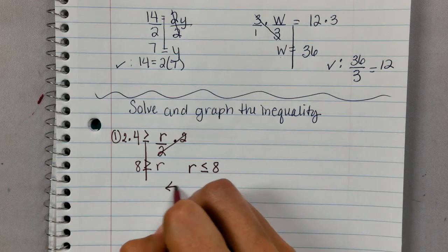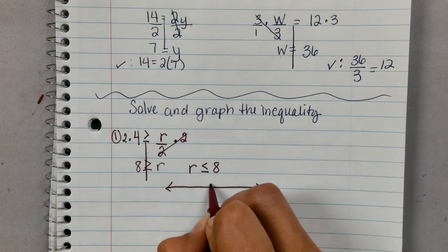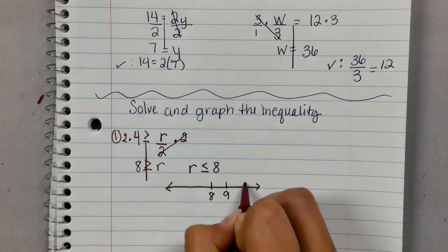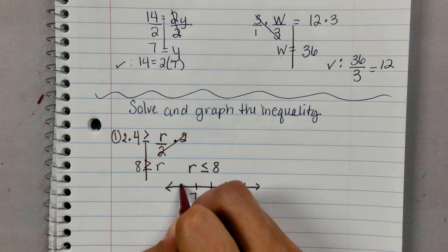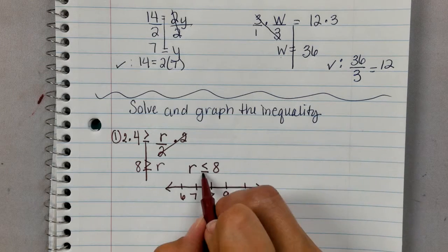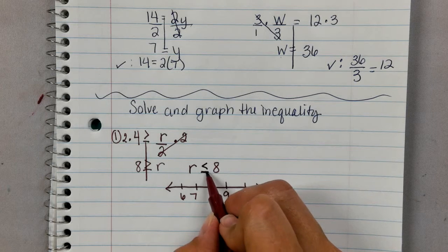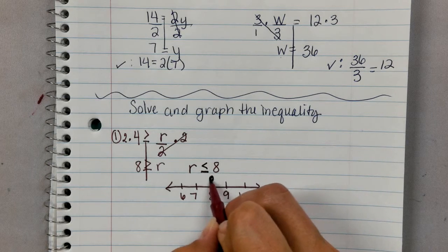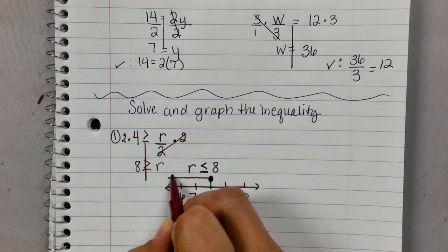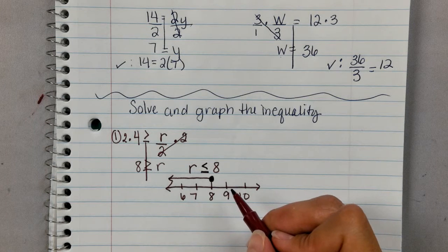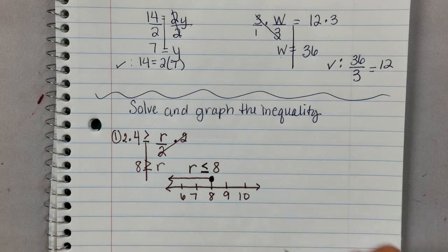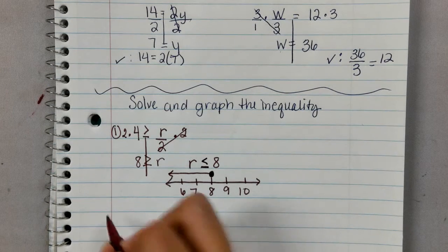Make sure that when you go to graph this, you put a couple of numbers above and a couple of numbers below. So because it has the less than or equal to, you are going to include a closed circle at 8, because it means that your solutions could include 8. So there's a first example for you. Okay, let's go on to number 2.